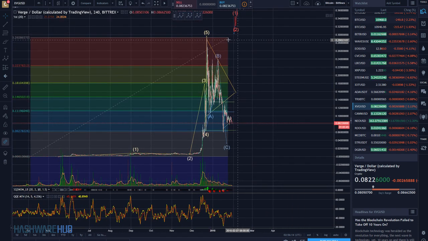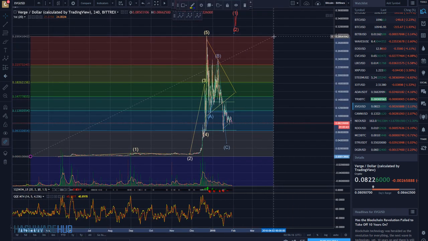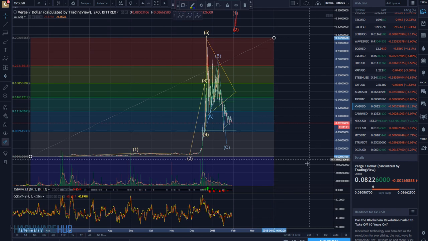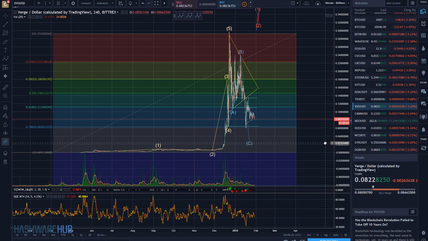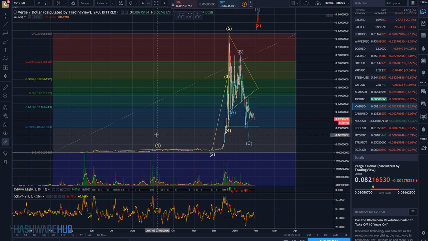So where could it possibly go? As far as Fibonacci is concerned, it's difficult. There's really not much here. There's actually not anything here. 0.786 is kind of the last major Fibonacci retracement. You can make other levels too, but the significance goes down drastically. So that's why I wanted to bring this back up again.